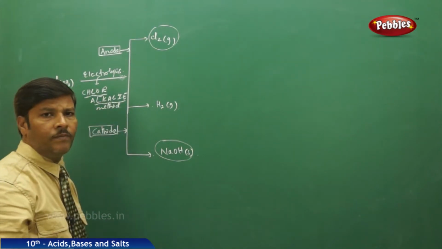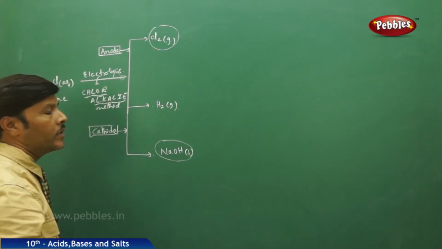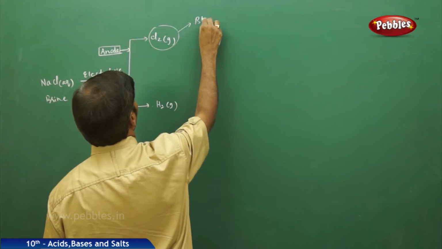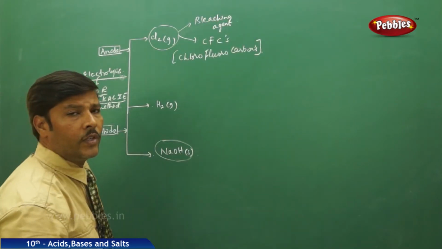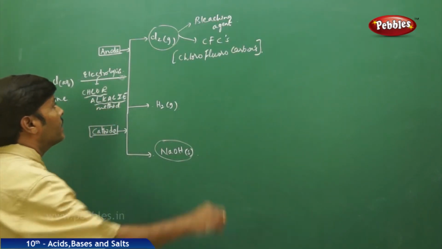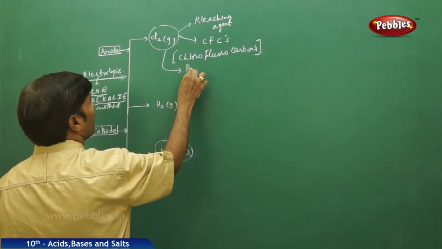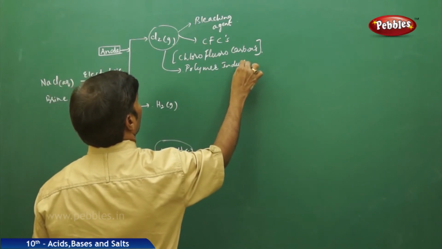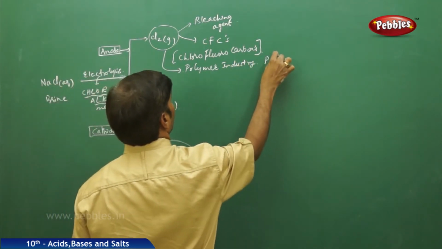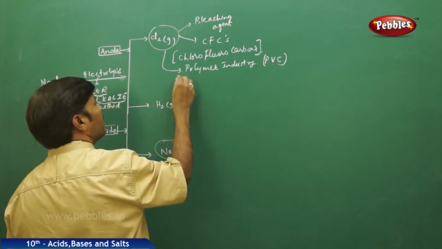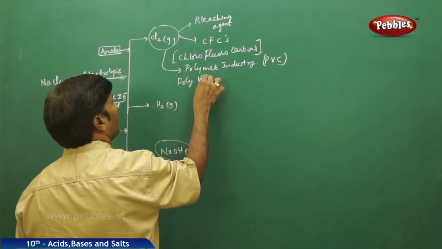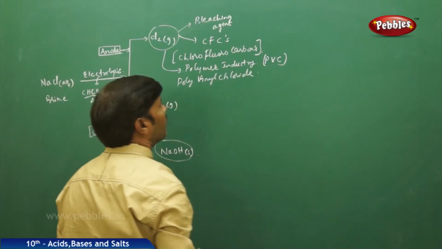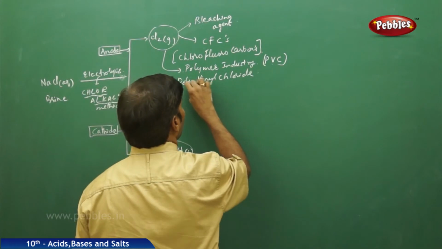What are the important applications of chlorine? Chlorine is used as a bleaching agent. It is also used in the polymer industry in the form of PVC. PVC is polyvinyl chloride, a kind of plastic.